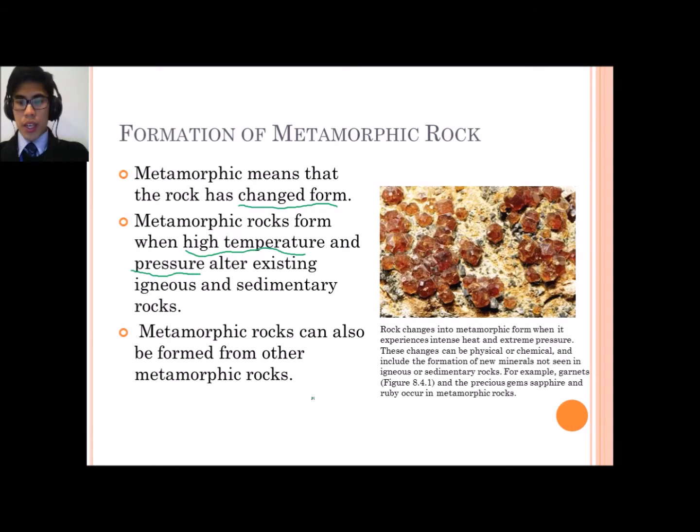And if we just look here, this rock here is called garnet, and it's gone under intense heat and extreme pressure. And it can be physical or chemical, and when it is under extreme temperature and pressure, it can have new minerals form not seen in igneous or sedimentary rocks. So garnets and the precious gems sapphire and ruby occur in metamorphic rocks.